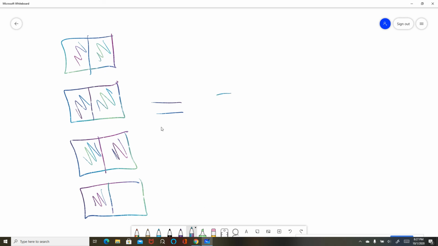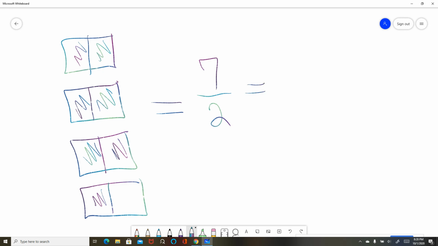Let's write it as an improper fraction first. We know our denominator is going to be halves because they're divided into two equal parts each. And now we just have to count how many halves there are. 1 half, 2 halves, 3 halves, 4 halves, 5 halves, 6 halves, 7 halves. So there's 7 halves. 1, 2, 3, 4, 5, 6, 7.